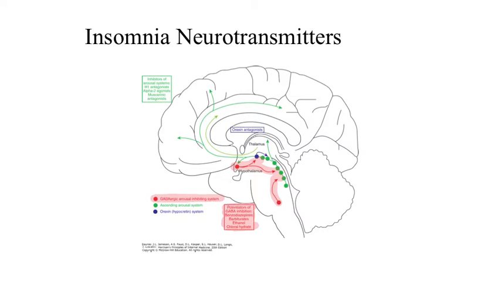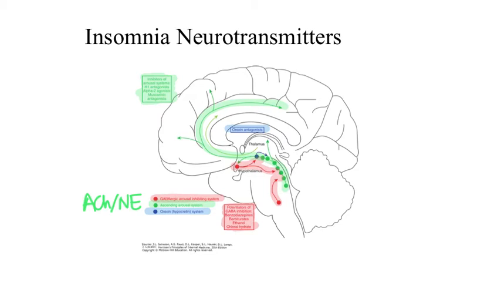Acetylcholine and norepinephrine are also implicated in the ascending arousal system, and these are targeted by drugs like histamine antagonists, alpha 2 agonists, and muscarinic antagonists. And finally, the orexin, also known as hypocretin system, is altered in insomnia, and there are drugs that target this system as well. We will return to this figure when we talk about treatments for insomnia in a subsequent video.